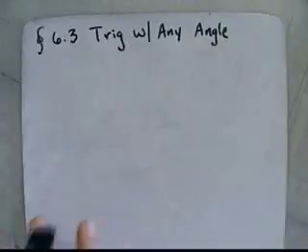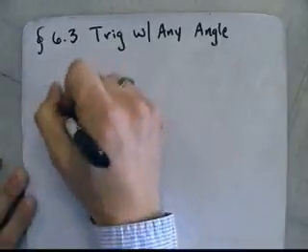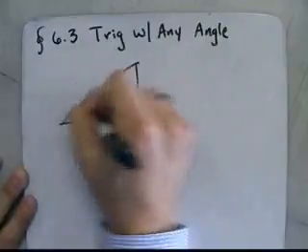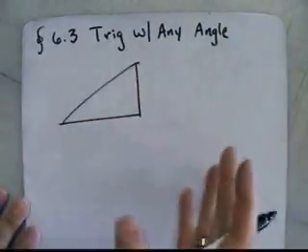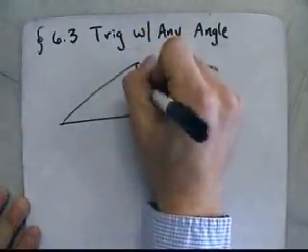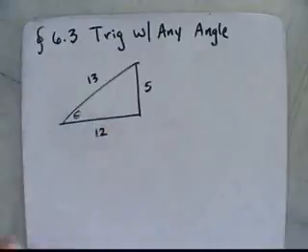Alright, so today is going to be trig with any angle. So our idea is we want to find trig functions from any angle that I've been given. And the first thing to look at is everything we've done so far has been with a right triangle. With our right triangle, we labeled some of these sides, right? We said this side was maybe a 5, and this side was 12, and this side was 13. And let's say our theta was right here.